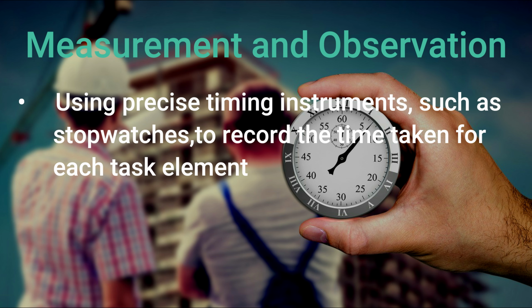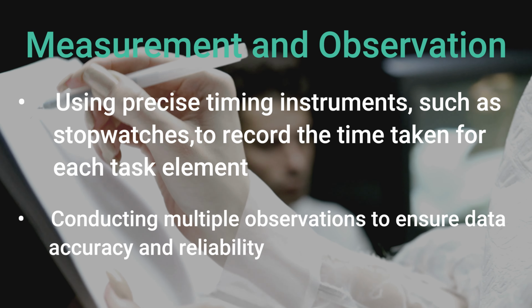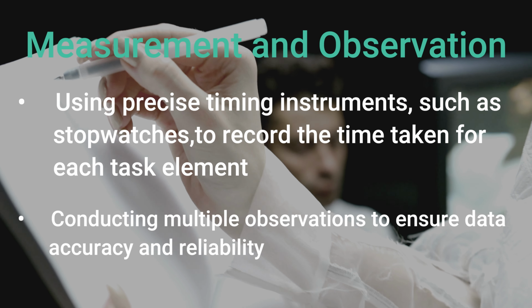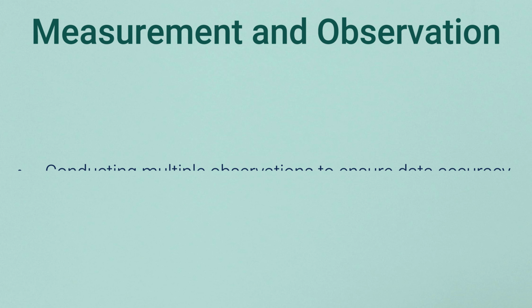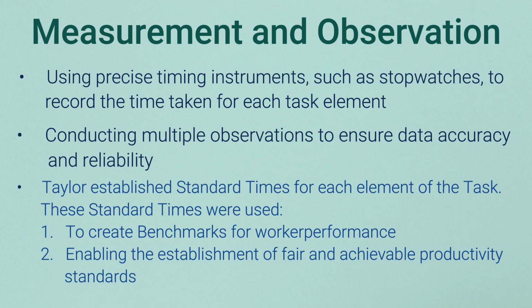Taylor and his team used precise timing instruments like stopwatches to record the time taken for each element of a task. Multiple observations were conducted to ensure the accuracy and reliability of the data. Based on the data collected, Taylor established standard times for each element of the task. These standard times were used to create benchmarks for worker performance, enabling the establishment of fair and achievable productivity standards.